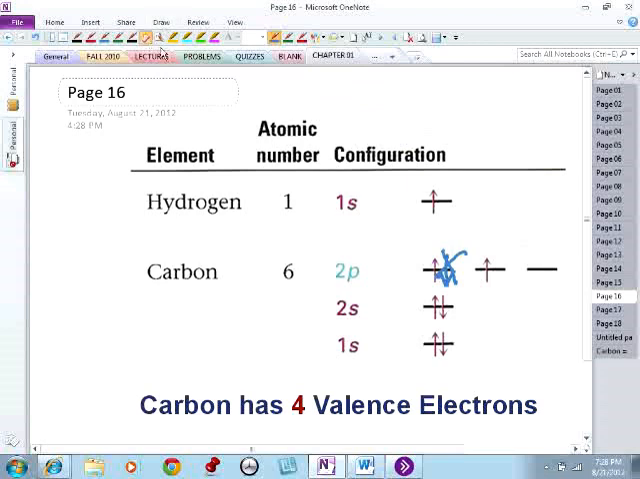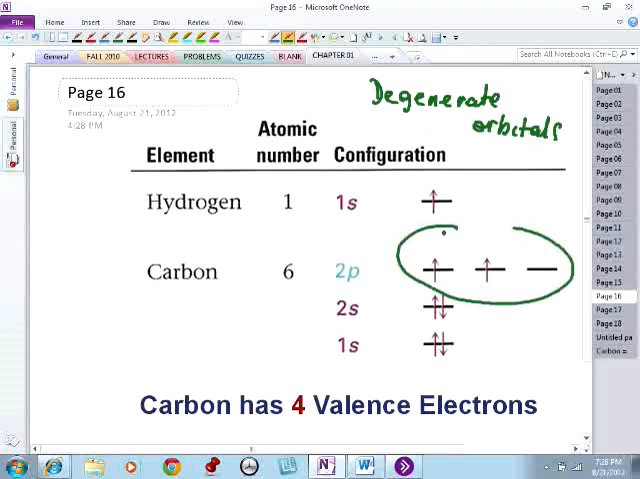Okay, because these p orbitals here have the same energy, that is what we refer to as being degenerate. Meaning that they have the same energy. All of these have the same energy. So when you have degenerate orbitals, before you fill up any particular orbital, you make sure that at least all of them get 1 electron each.